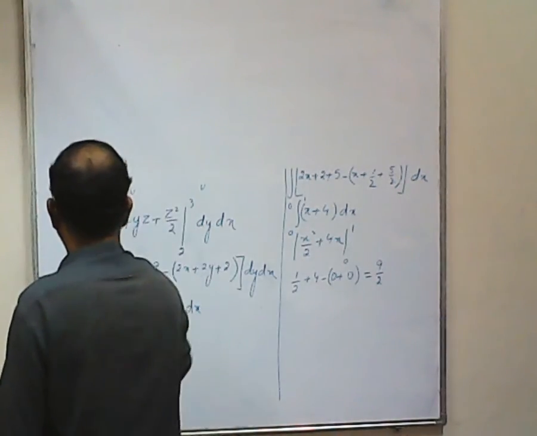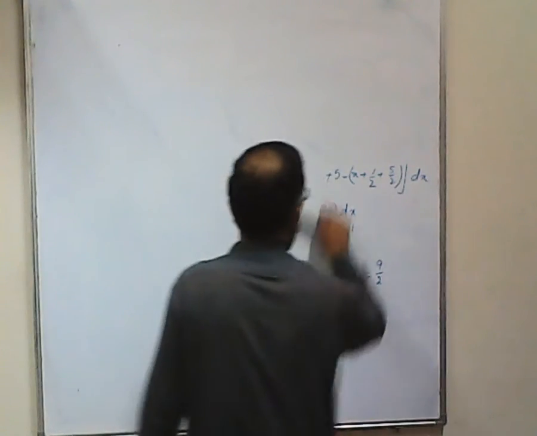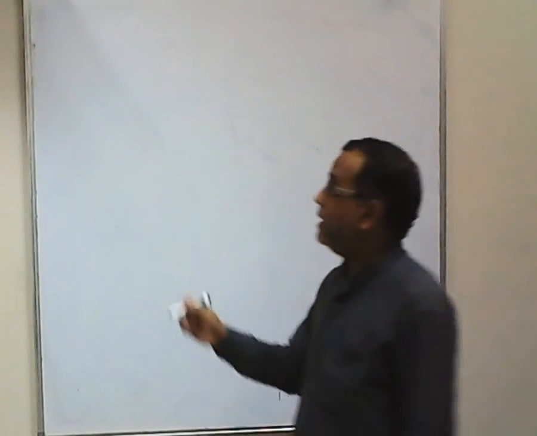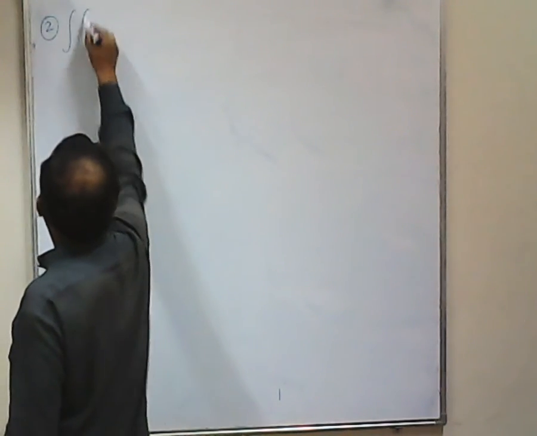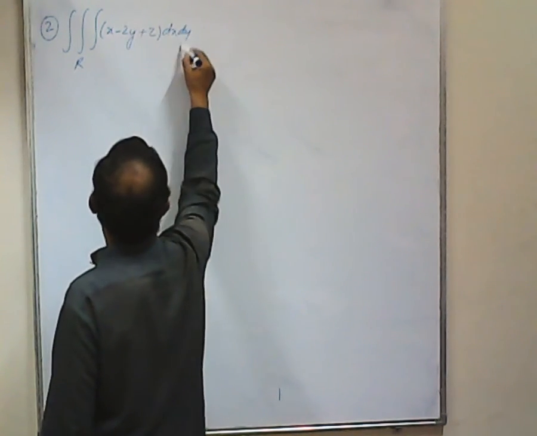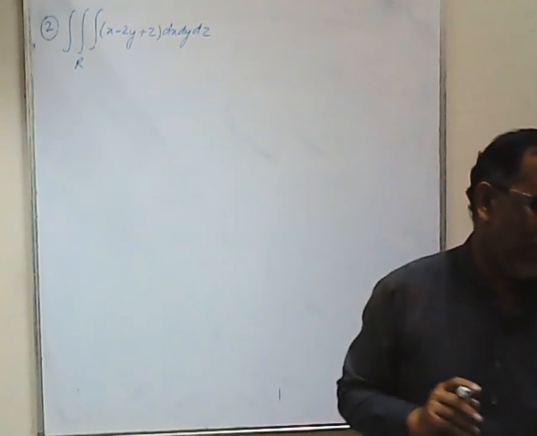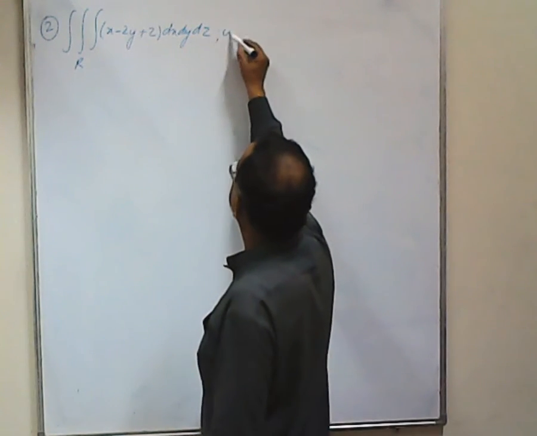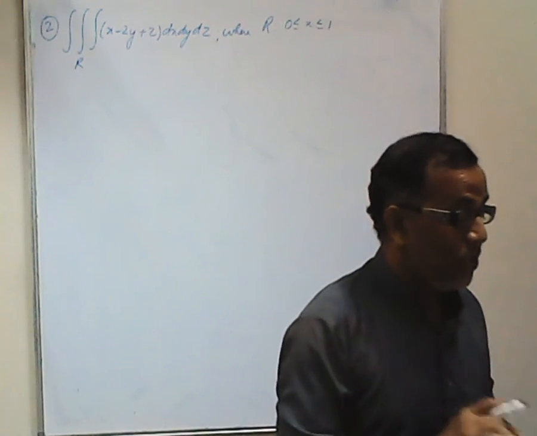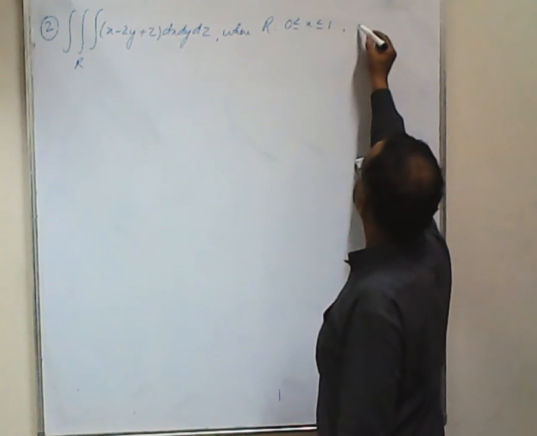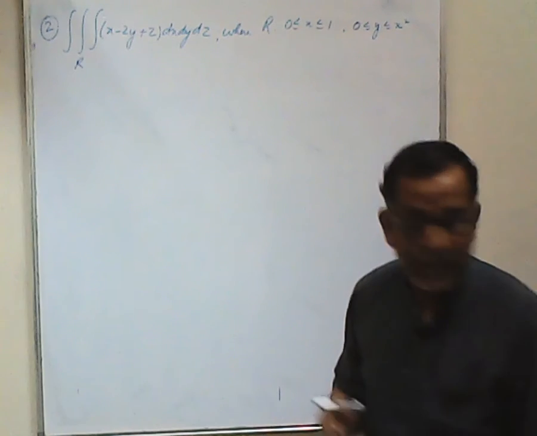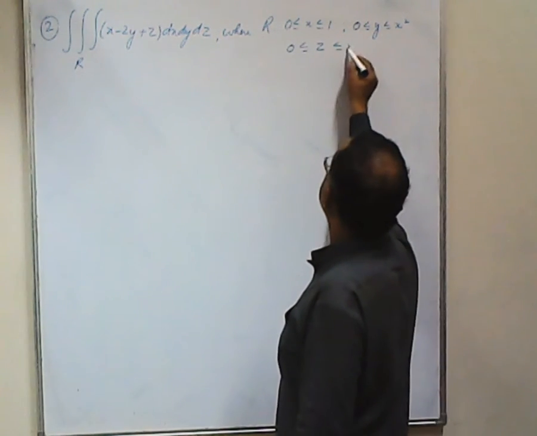So now I am moving on to example number 2. In example number 2, we have again a triple integration of x minus 2y plus z, with dx, dy and dz, where R is the region defined as: x is between 0 to 1, y is between 0 to x square, and z is between 0 and x plus y.